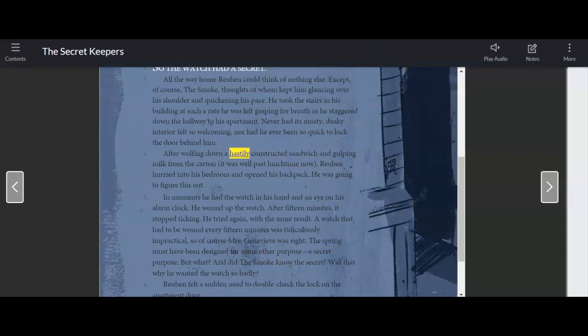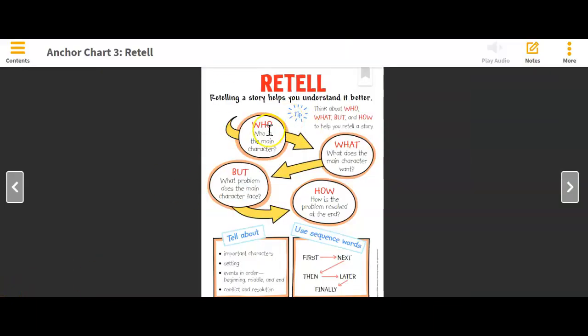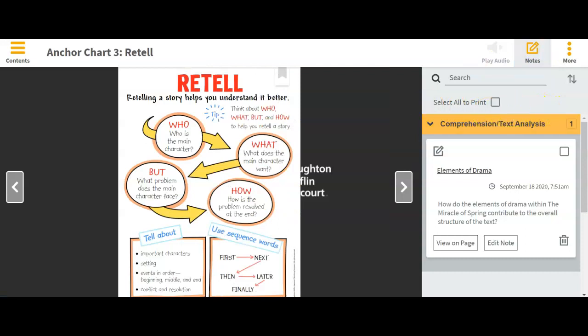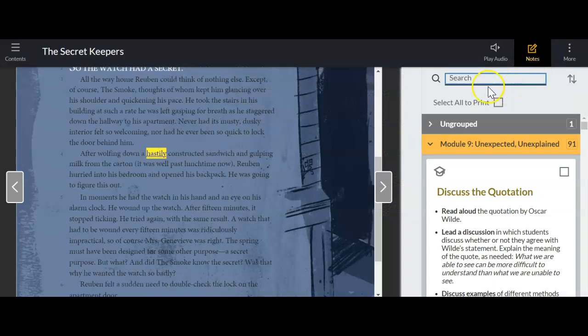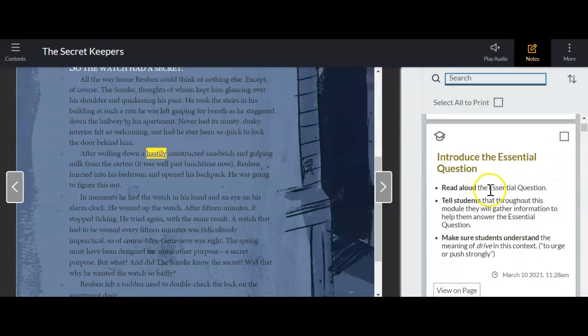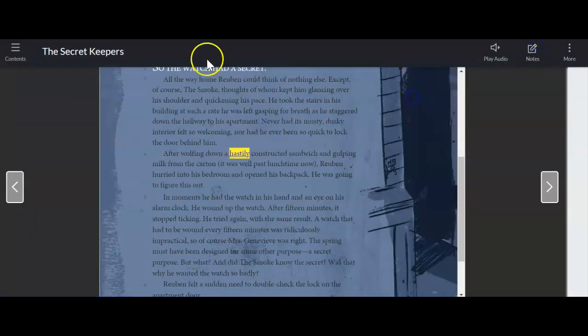All right, now I want to retell what happened on this page. So again, when we're retelling, we want to think about, let me make sure that I can show that anchor chart. There we go. I want to think about who's the main character, what does the main character want, what problem does the main character face, and how is the problem resolved at the end. Okay, so I'm going to use some notes to do this.